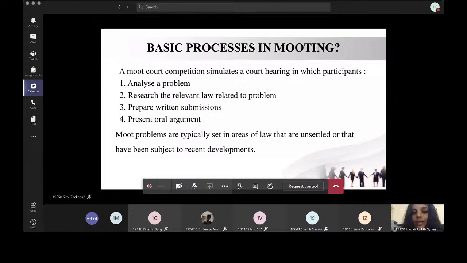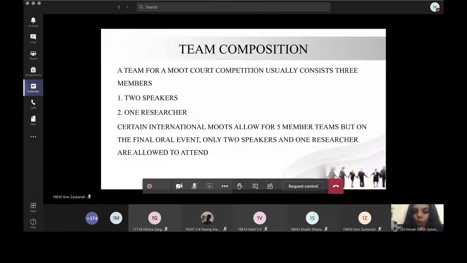Finally, the final stage of moot court involves oral arguments, where the same arguments that one has in the written submission are presented as oral arguments. Next, we move on to the team composition of a moot court. The team composition of a moot court includes 2 speakers and 1 researcher.